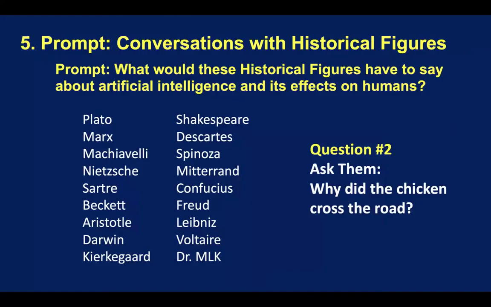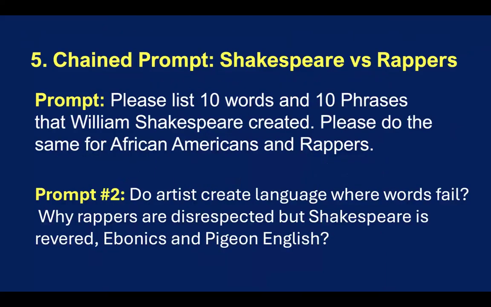Here's a fun one. In fact, Josh, this is the one I was talking about earlier. What would these historical figures have to say about artificial intelligence and its effects on humans? So ask everybody from Plato to Marx to Descartes to Spinoza about this. And then ask them a second question just for fun, and do this with your students, right? What would they say about the chicken crossing the road? You can imagine what Kierkegaard said, or Machiavelli. Yeah, Nietzsche. Anyway, that's fun.